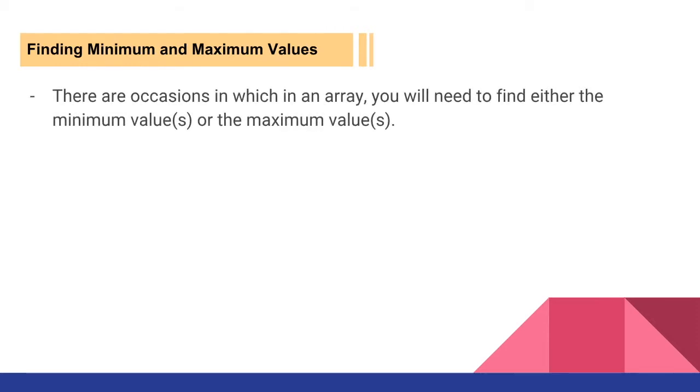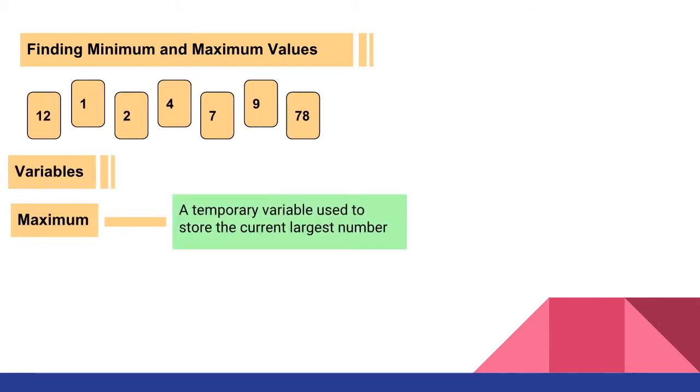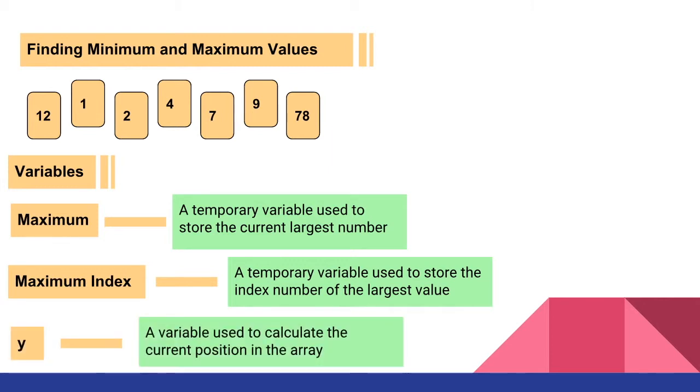The process to find these values begins with three variables. Maximum, which is a temporary variable that stores the maximum value in the array. Maximum index, which is another temporary variable that stores the index number of the maximum value. Finally, y, which is used to calculate the current position in the array. These variables also apply to the minimum algorithm.